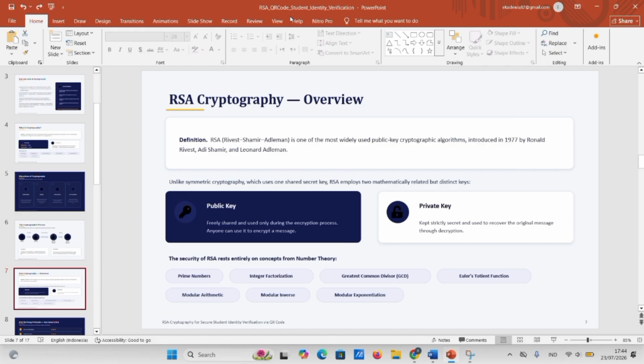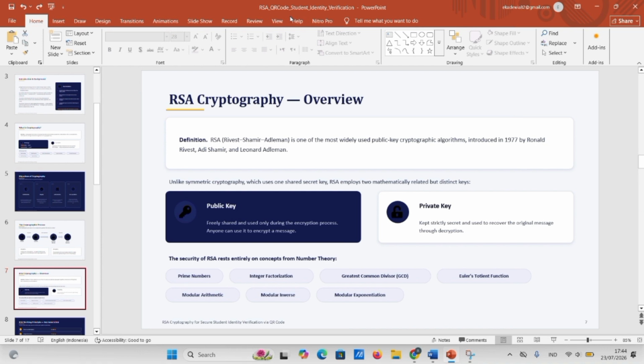Unlike symmetric cryptography, which uses one shared secret key, RSA employs two mathematically related but distinct keys. Public key: freely shared and used only during the encryption process. Anyone can use it to encrypt a message. Private key: kept strictly secret and used to recover the original message through decryption. The security of RSA rests entirely on concepts from number theory.